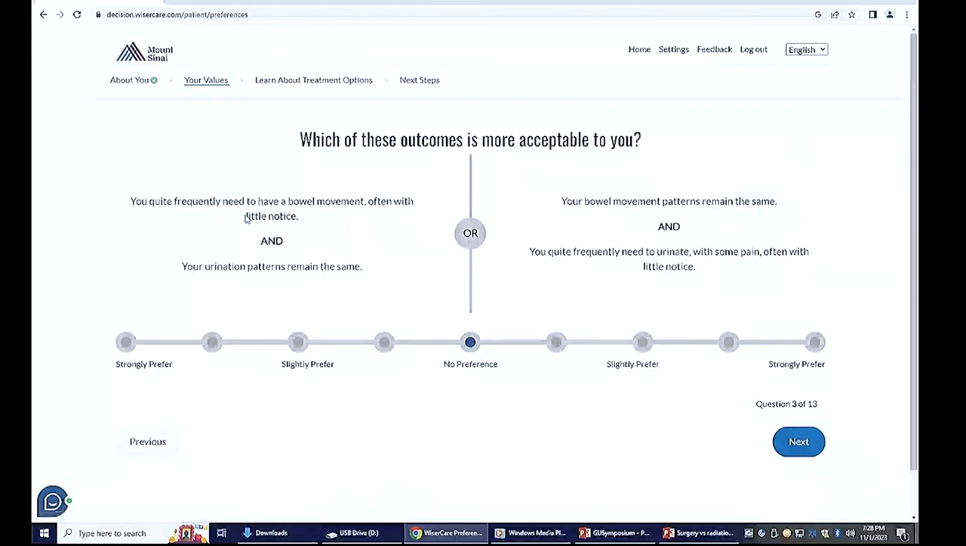Here on the left side, you have frequent bowel movements, no change in urination. On the right side, your bowel movements remain the same, but you need to urinate more frequently with some pain and often with little notice. Which one of these outcomes would be more acceptable to you? Once again, if you have no preference, you have no preference. Slight preference on the right. So this one, okay.